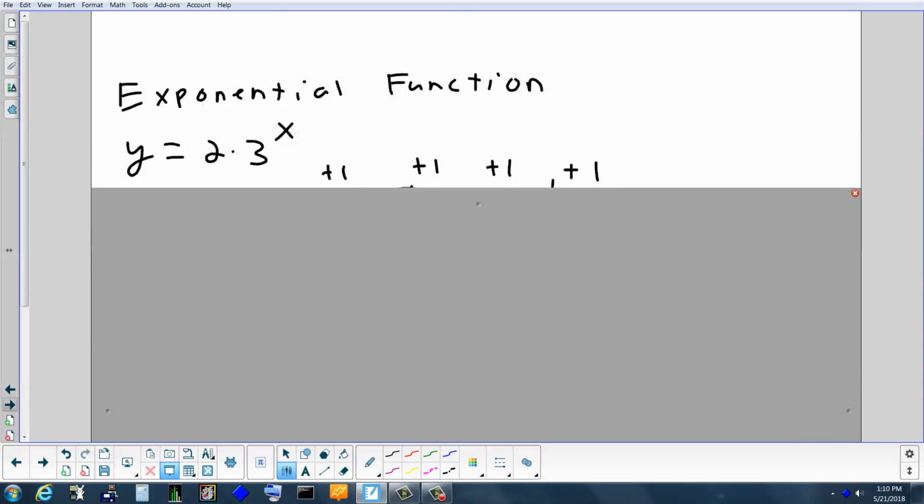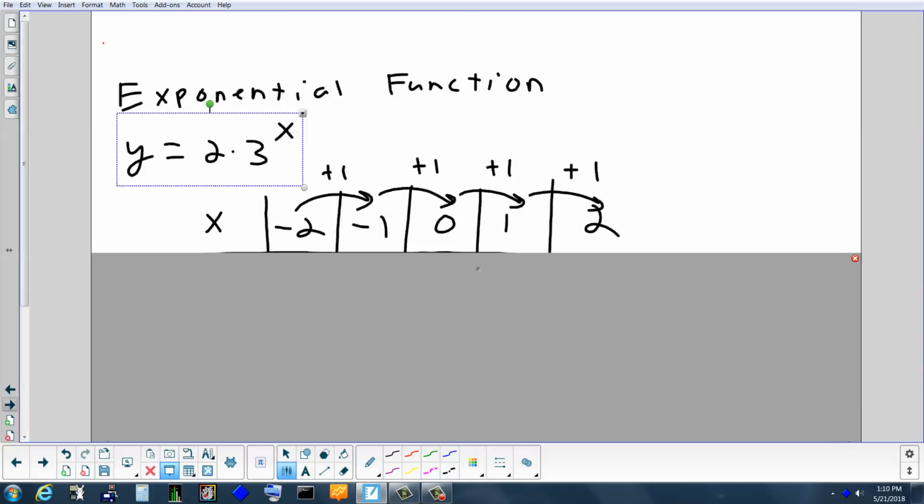Here's an exponential function. All right? We've got the y, we get the x as the exponent. So this is exponential. The x's look pretty similar, right? What's happened to the x's each time?